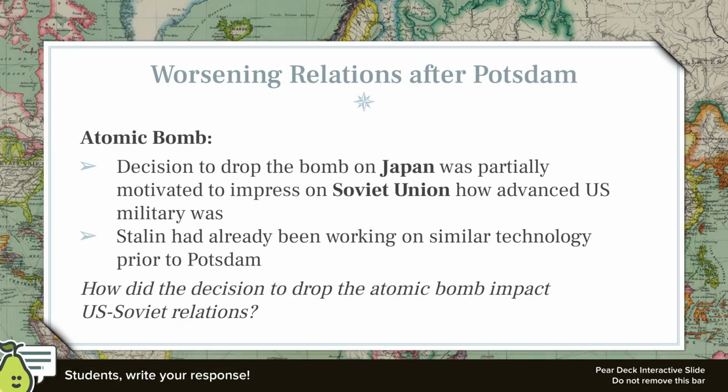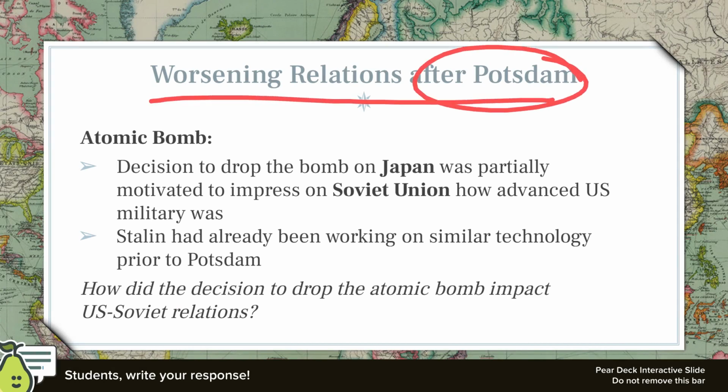America's decision to drop the atomic bomb, just after Potsdam, was partially motivated to impress on the Soviet Union how advanced the American military was. Stalin also had similar technology, but they were about 4 years away, and they were working on the hydrogen bomb. How did America's decision to drop the bomb affect this?